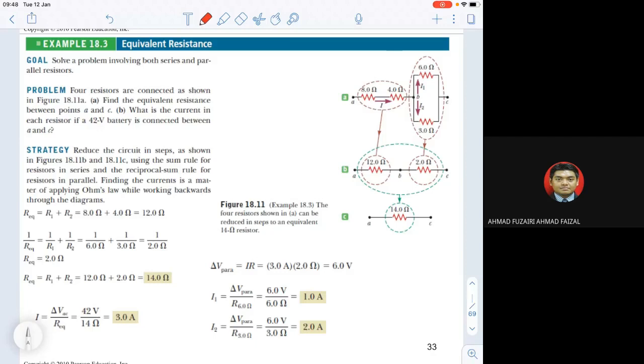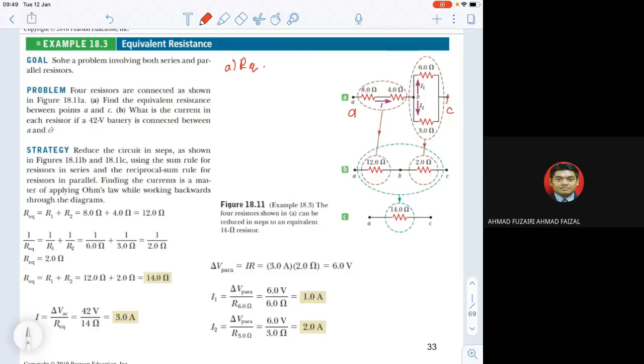Four resistors are connected as shown in the figure. Find the equivalent resistance between point A and point C. Let's measure the equivalent resistance first. How to measure the R equivalent from point A? This is point A. This is point C.